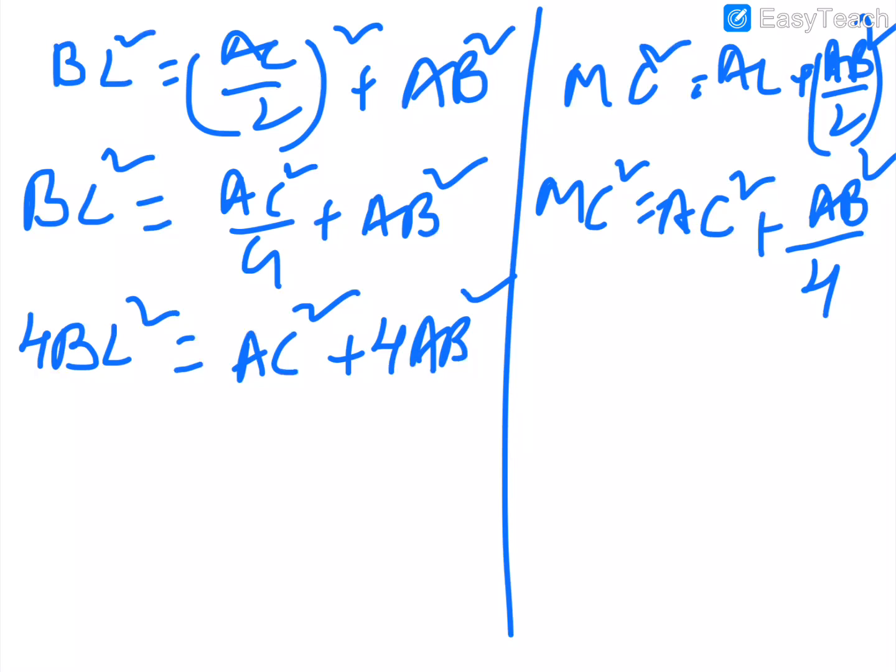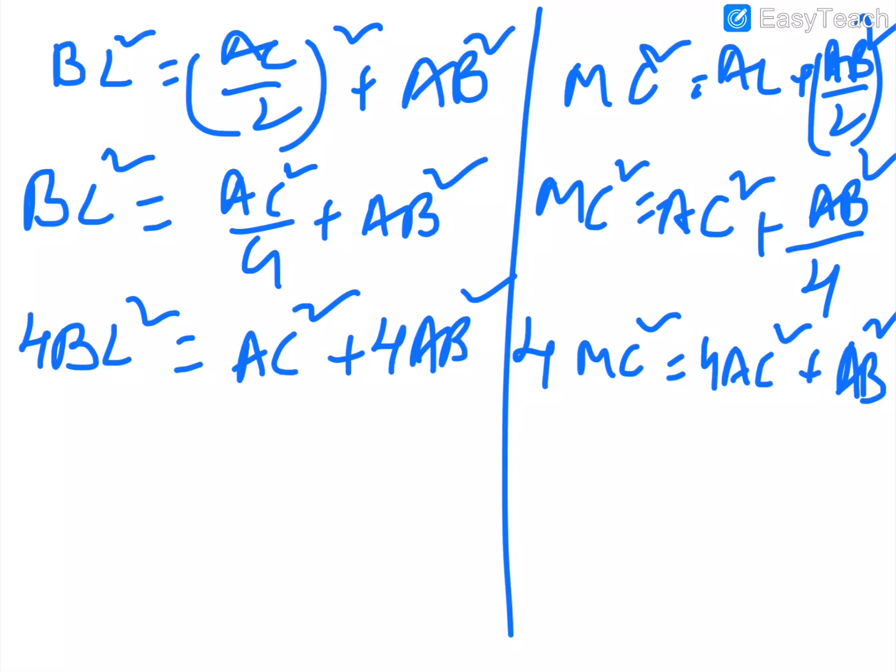Here also multiply throughout with 4. 4 into MC square, 4MC square. 4 into AC square, 4AC square. 4 into AB square by 4, AB square. Now we have our answer.